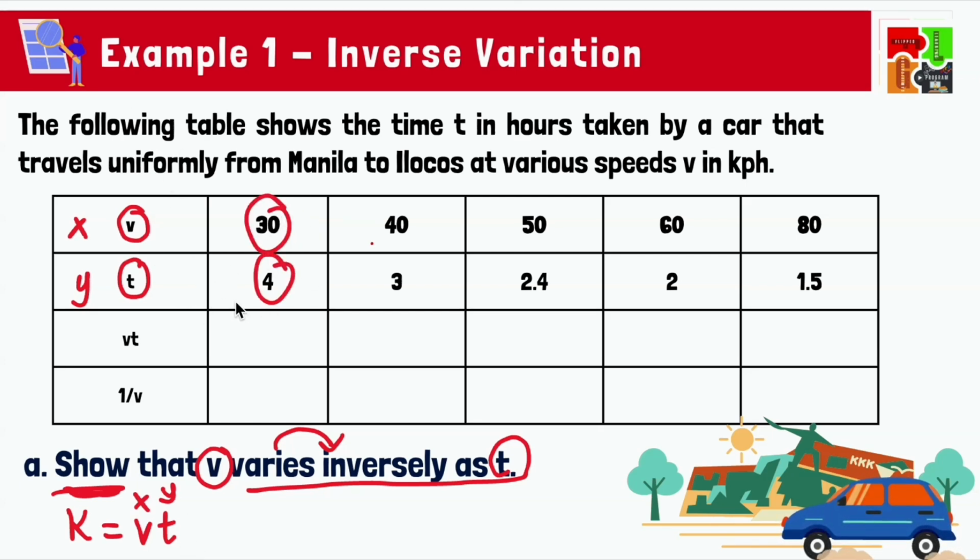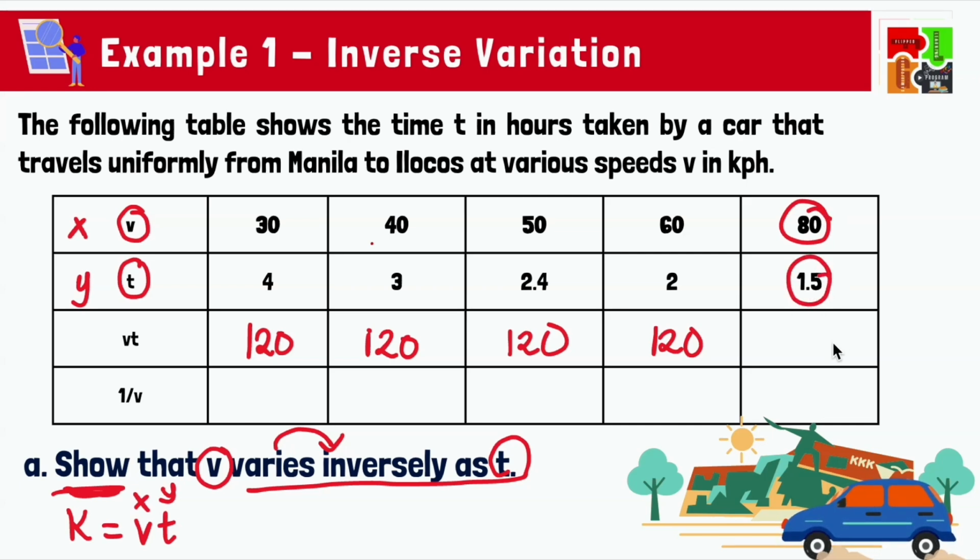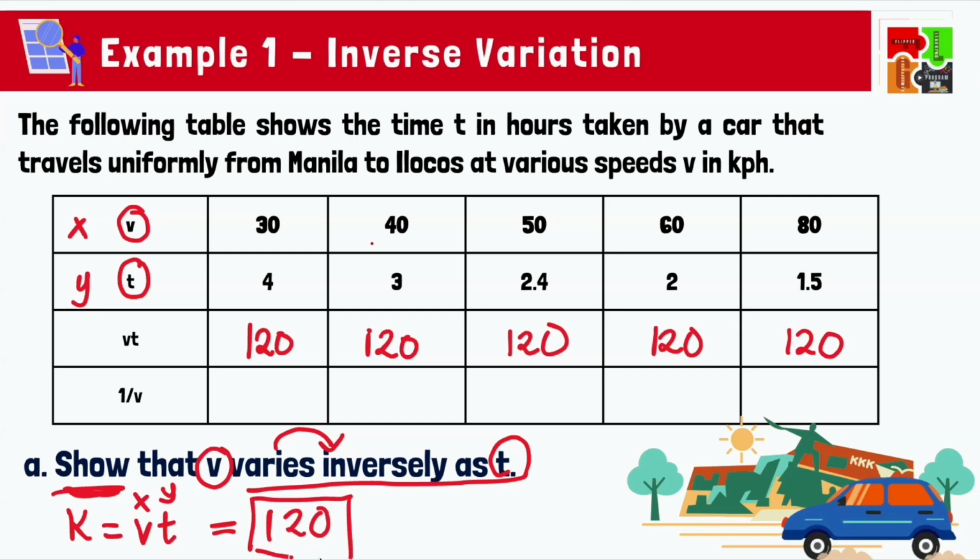So, 30 times 4, kasi ito yung VT natin, nagdagdag ako ng isa pang row, that is equal to 120. Right? So, next is 40 times 3. When we multiply it, we will write it here. That is equal to 120 as well. Multiplying these two numbers, that is 120. And finally, kapag pinakamabilis kang magbiyahe, then mas mabilis kang pumunta ng Ilocos, sa kalahating oras, that is 120 as well. Okay, so napatunayan ba natin na pare-parehas ang ating constant? Then, kapag parehas ang constant natin, isa lang yung lumabas sa sagot, that is 120, then, we can show that the V varies inversely as T.